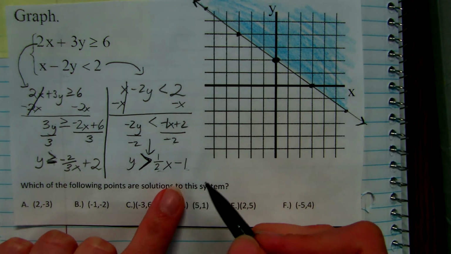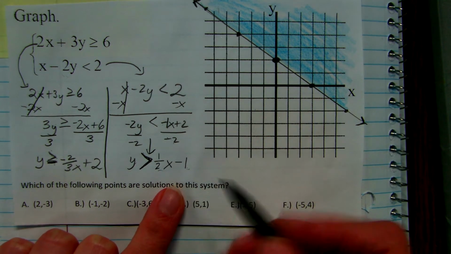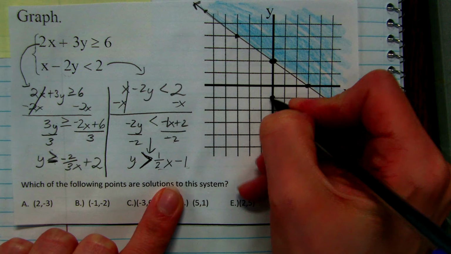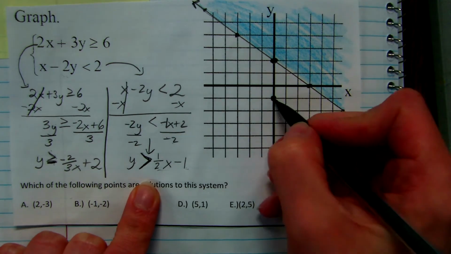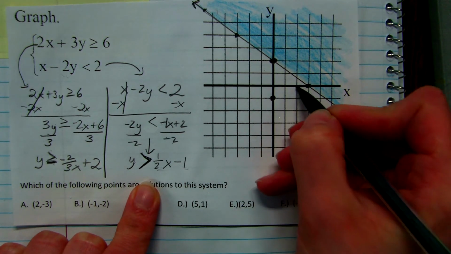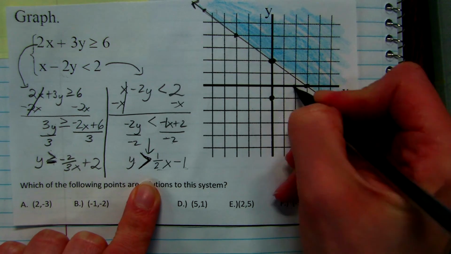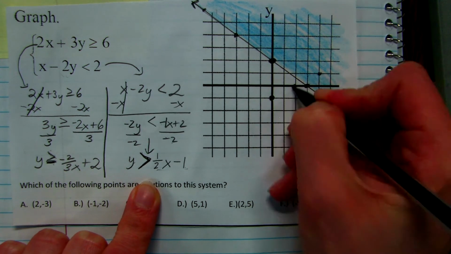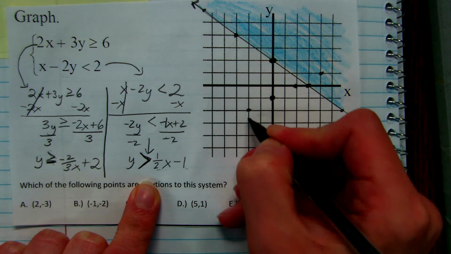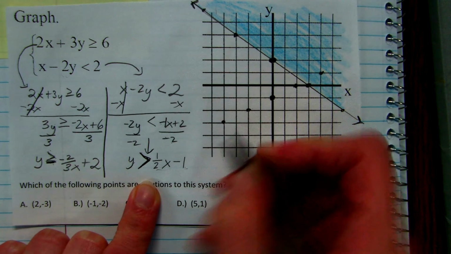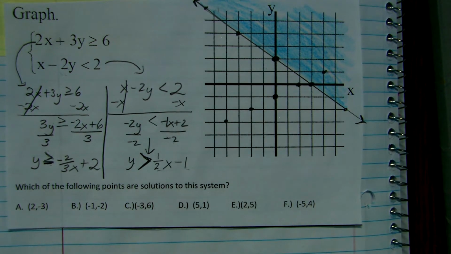So where do I start the line? Negative 1 down here. Good. And then our slope is 1/2. So what does that tell us? Up 1, right 2, up 1, right 2. So we can put a couple points this way, and then we can reverse and go back this way if we want to get a few more points. And remember that we said it was going to be a dashed line.